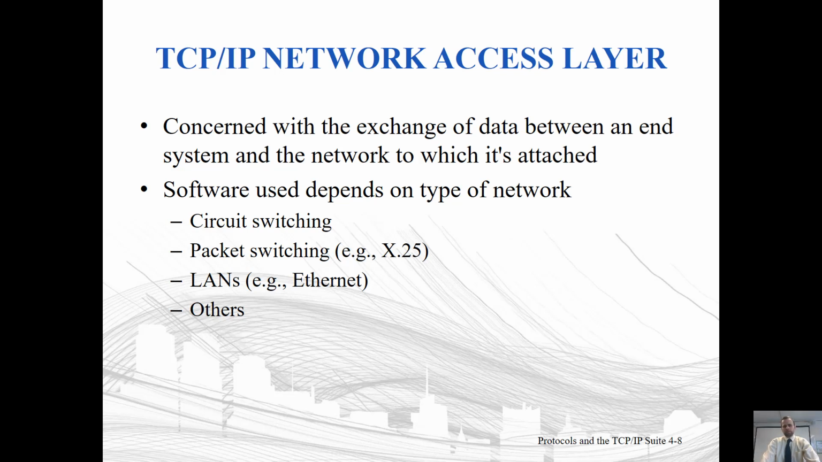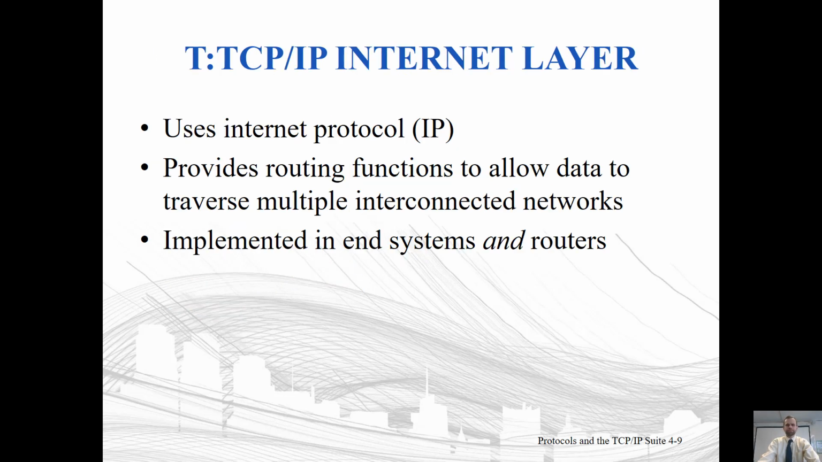The access layer of the TCP/IP network architecture is concerned with the exchange of data between an end system and the network to which it's attached. The software used will depend on the type of network, whether you're talking about a circuit switching network, which is covered in Chapter 3, or a packet switching network. An example of a packet switching network would be X.25, and local area networks would use Ethernet, and there are many other types of software and hardware associated with the access layer.